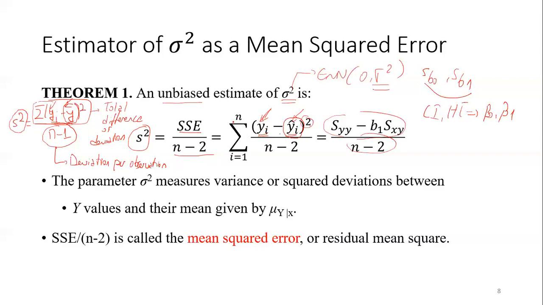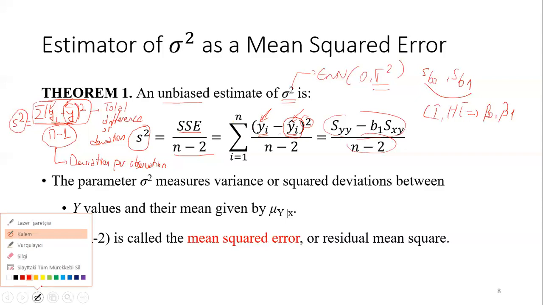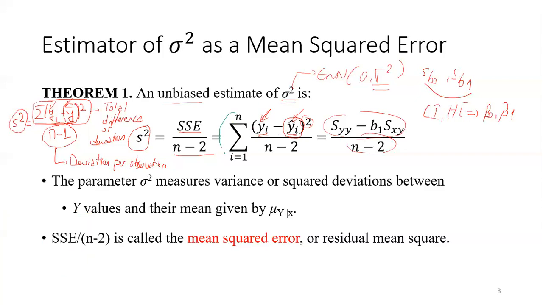Let me just change the color so that it doesn't get very confusing. So this is what? This is the total deviation, right? This is the total deviation, divided by, now, n minus 2.